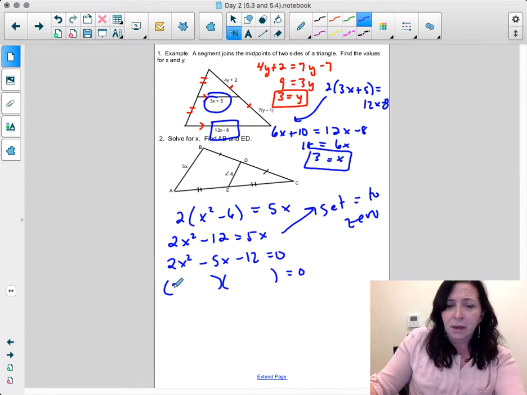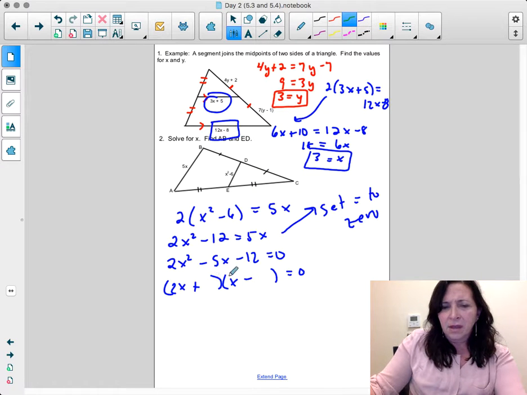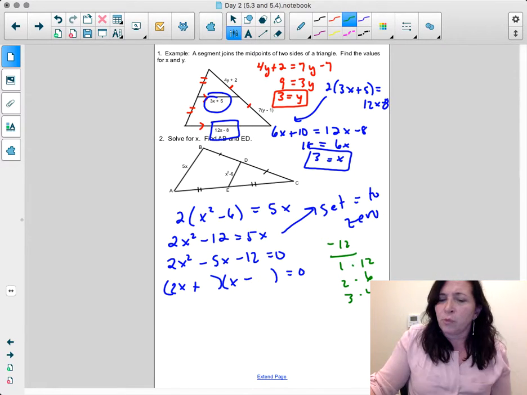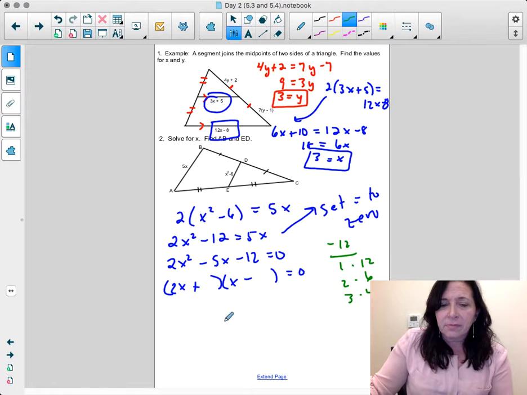Go ahead. We have 2x times x. We know that in order to get negative 12, one of my values has to be positive and the other is negative. In order to add to negative 5, these two values here, after they're multiplied, need to be negative 5. So my choices to multiply to be negative 12 are respectively 1 times 12, 2 times 6, and 3 times 4. And of course, one will be positive, one will be negative. I'm going to start off by choosing 2 and 6.